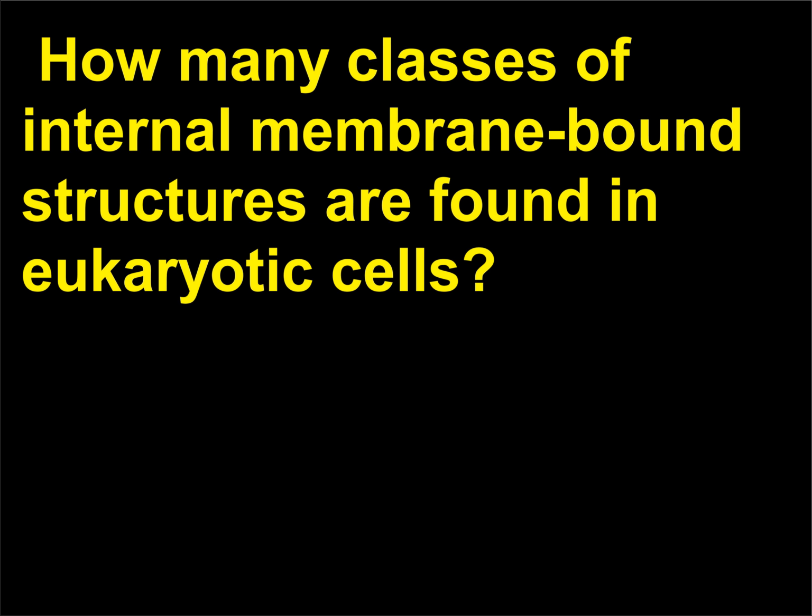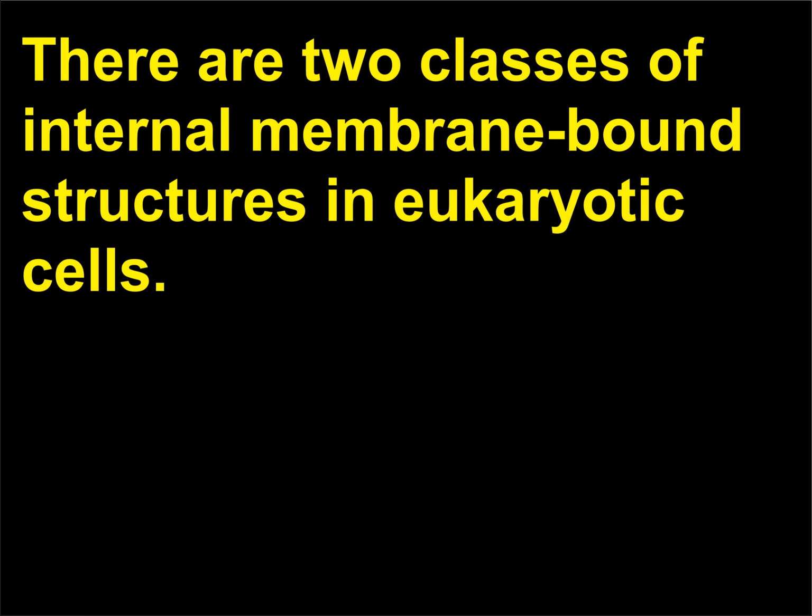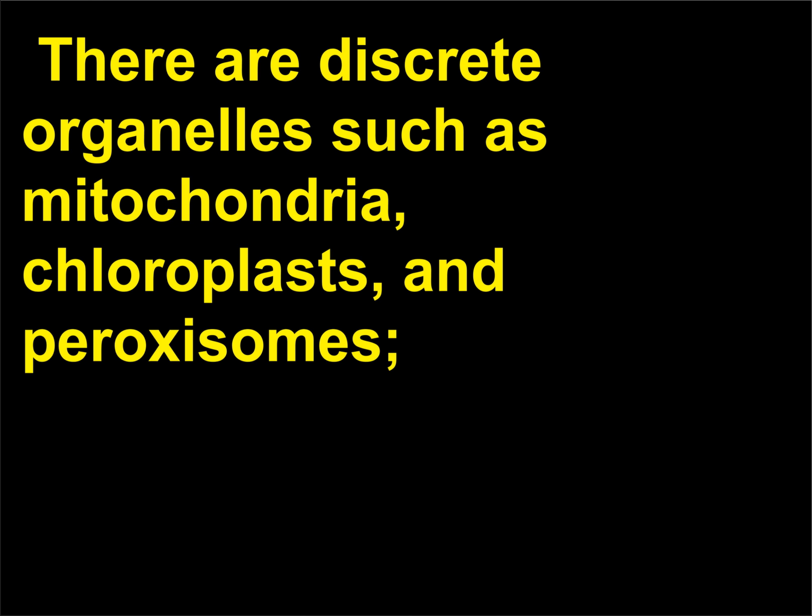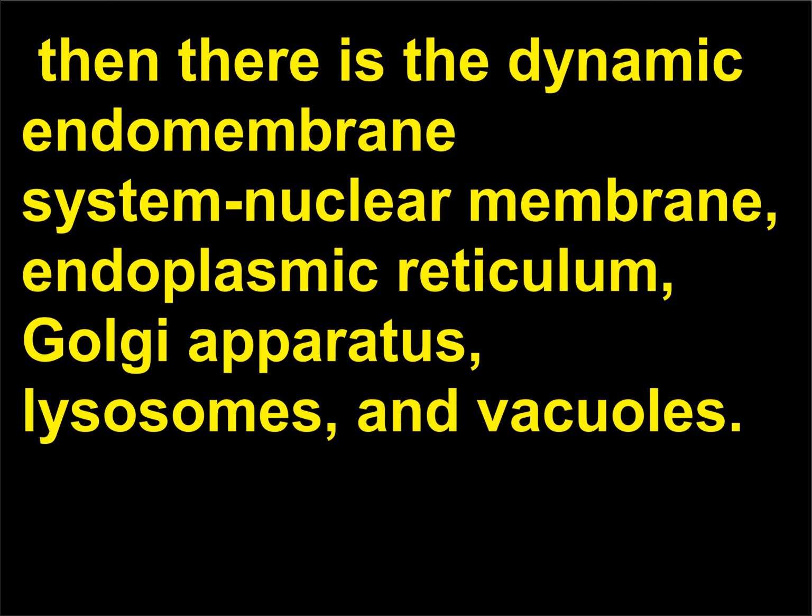How many classes of internal membrane-bound structures are found in eukaryotic cells? There are two classes of internal membrane-bound structures in eukaryotic cells. There are discrete organelles such as mitochondria, chloroplasts, and peroxisomes. Then there is the dynamic endomembrane system: nuclear membrane, endoplasmic reticulum, Golgi apparatus, lysosomes, and vacuoles.